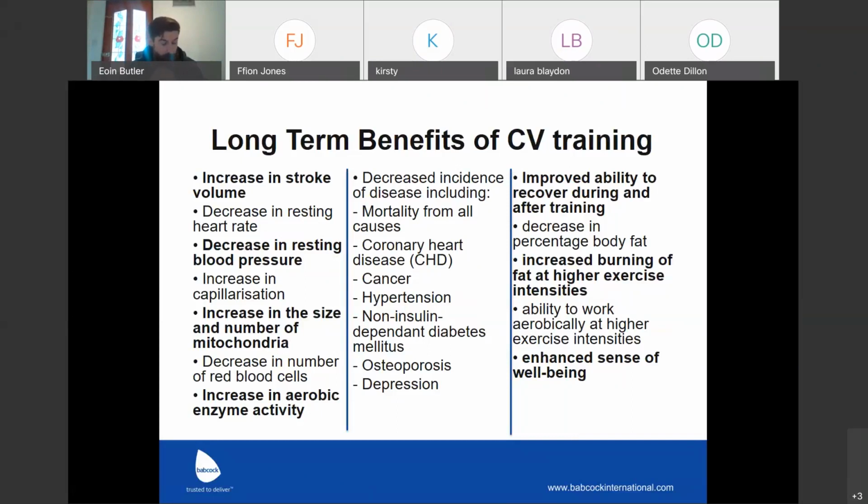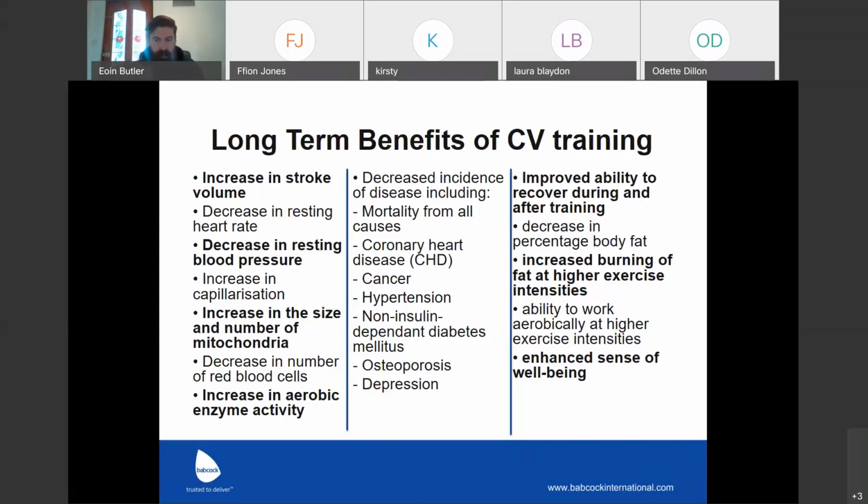So when you work with your clients doing cardiovascular training, these are the types of things that we need to bang into them. Tell them this is why we're doing it. This is what it is going to do for you. Think about their specific goals. So if we've got somebody who is looking to lose weight, then obviously doing this cardiovascular work, we're going to help to decrease their body fat. We're increasing the burning of fat at higher exercise intensities. We're decreasing the risk of coronary heart disease, cancer, hypertension, type 2 diabetes, osteoporosis, depression, etc.